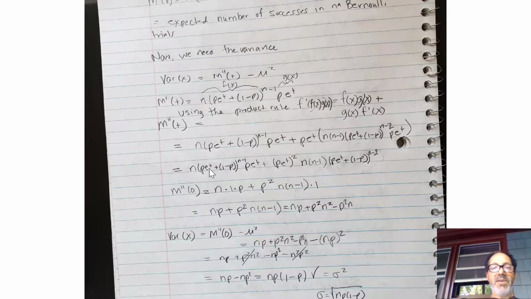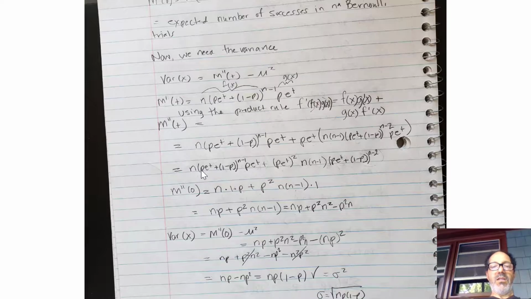So all the t's become 0. So we get n, and since t is 0, e^t becomes 1, e to the 0 equals 1. So it's p plus 1 minus p to the n minus 1, which is 1. So that's what we get, the 1 here times pe^t. Well, e^t is 1 because t is 0, so we get p. So this is that first part right here, n times 1 times p.